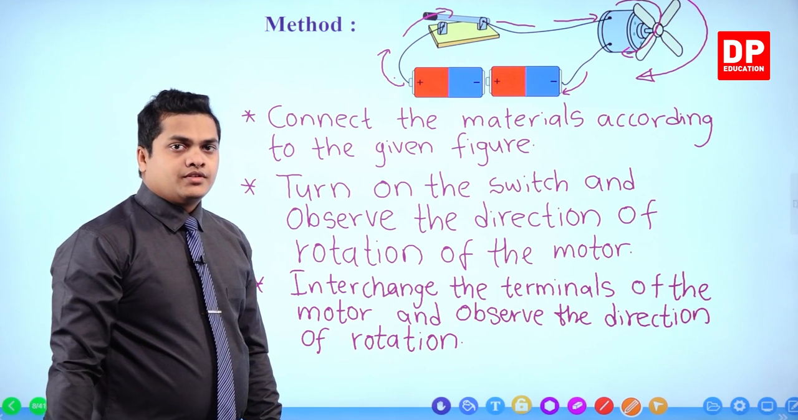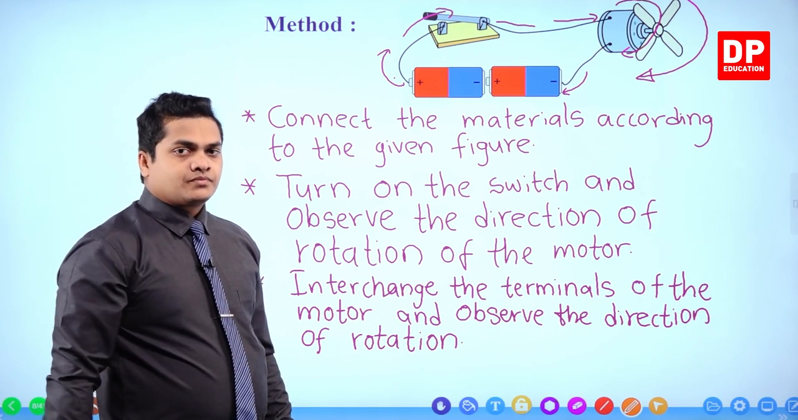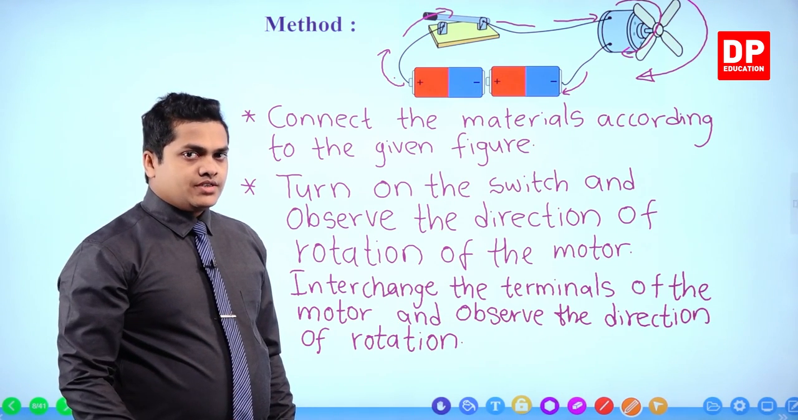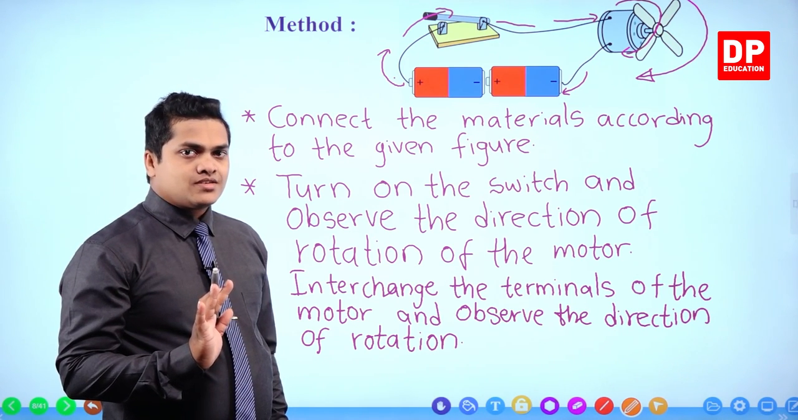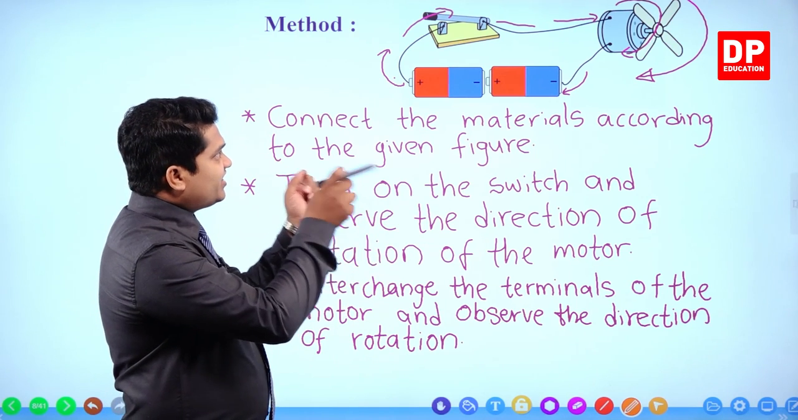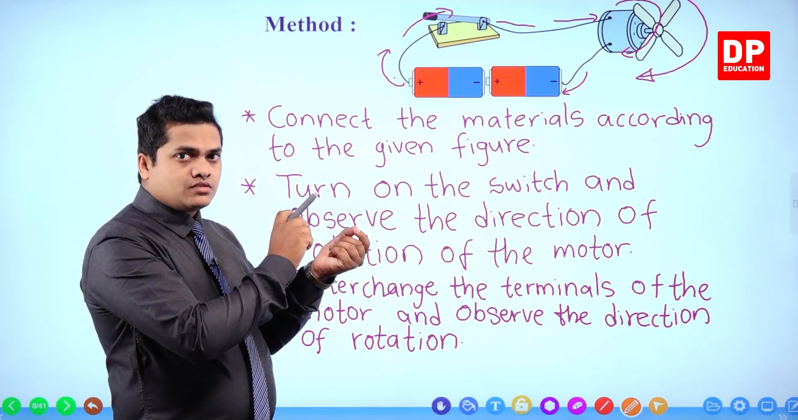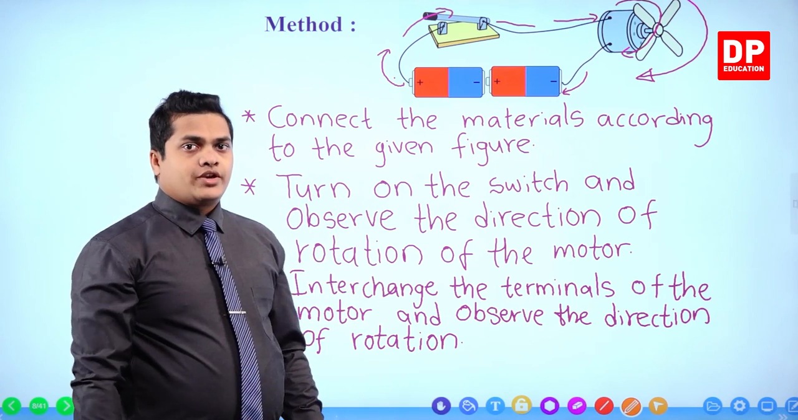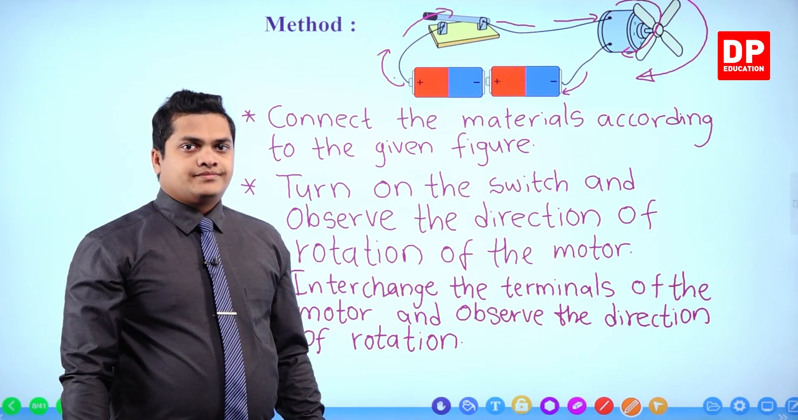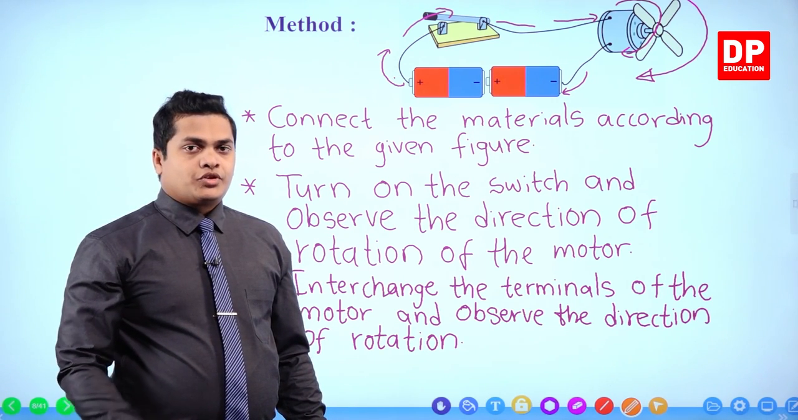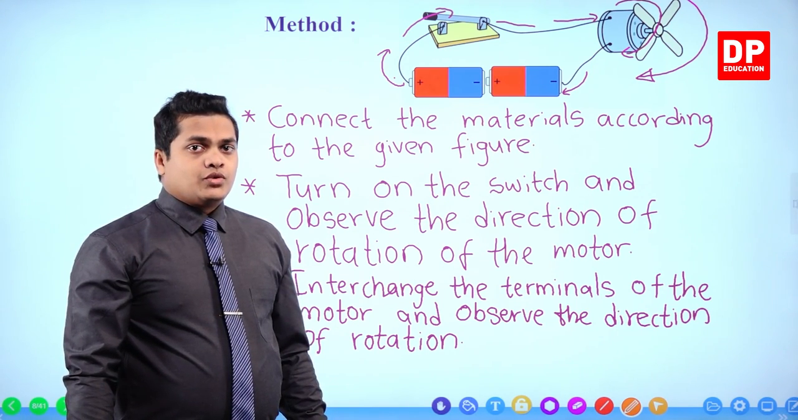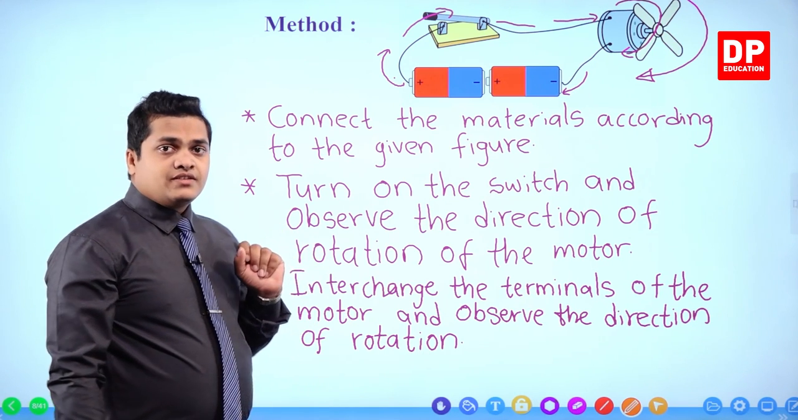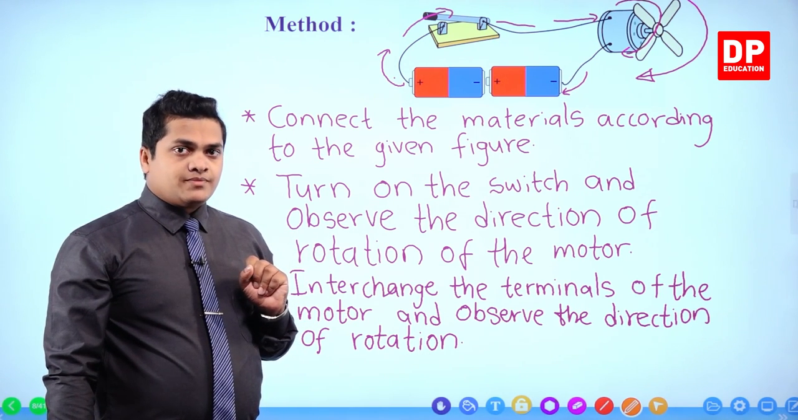Right. So, my dear children, if the charges are always flowing in only one certain direction, then when you interchange the two terminals, the motor should rotate in the opposite direction. Right? The motor should rotate in the opposite direction. Okay? So this is the way of conducting our experiment.